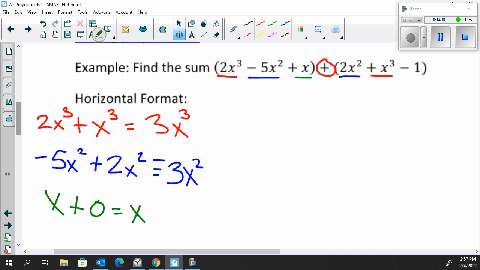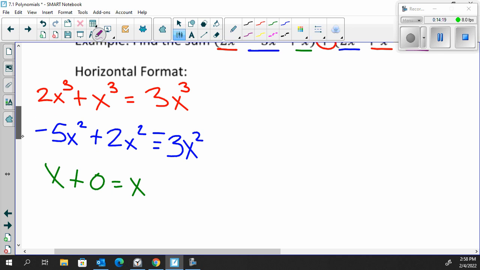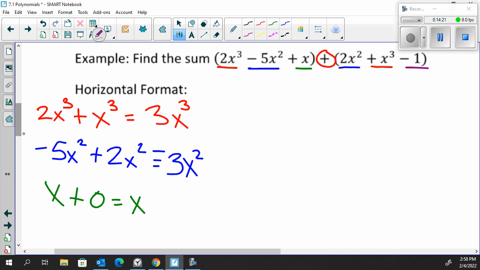Okay, and I still need to deal with this. Remember, we call this a constant, right? Because it has no variable. Is there a constant in this one? No, but there is a constant in this one. So here's how you can think of it. It's like 0 here, nothing, plus -1. What is that? -1.